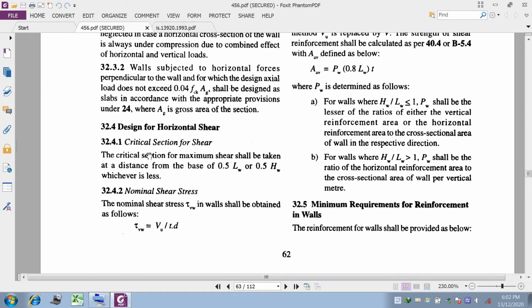Then how to design the shear? The critical section of the shear can be calculated at a distance from the base of 0.5 times LW to 0.5 times HW, whichever is less. Then nominal shear stress can be calculated. This is the same formula that we are already using in our slab design and beam design. Tau VW is equal to VU by T D W. Instead of B, here we are using T because the thickness of the wall is important.